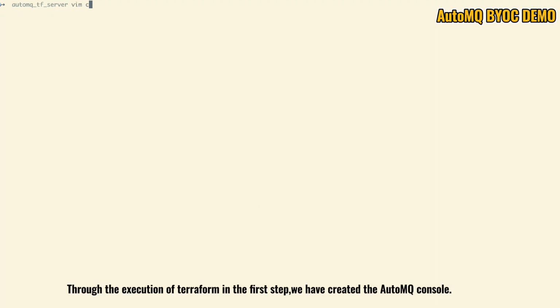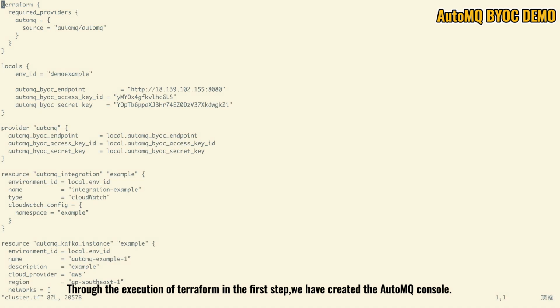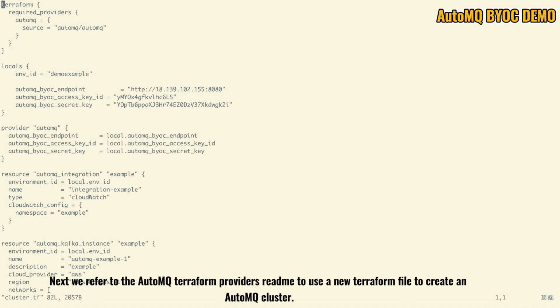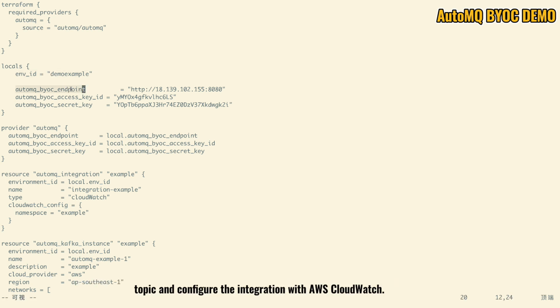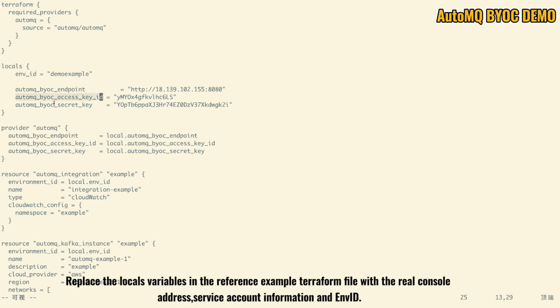Through the execution of Terraform in the first step, we have created the AutoMQ console. Next, we refer to the AutoMQ Terraform provider's README to use a new Terraform file to create an AutoMQ cluster, topic, and configure the integration with AWS CloudWatch. Replace the locals variables in the reference example Terraform file with the real console address, service account information, and env.